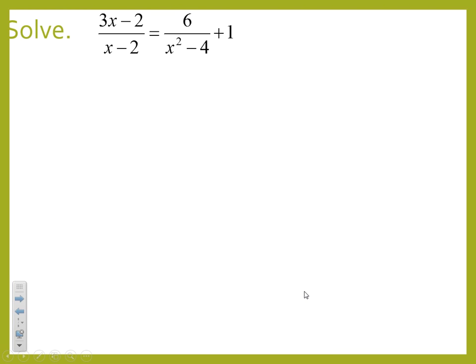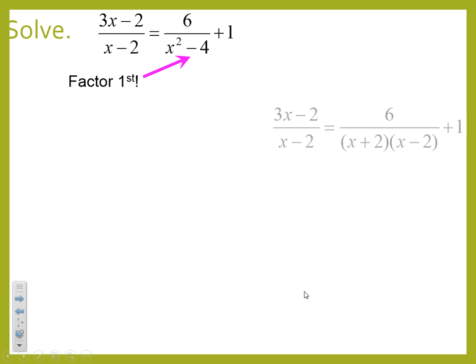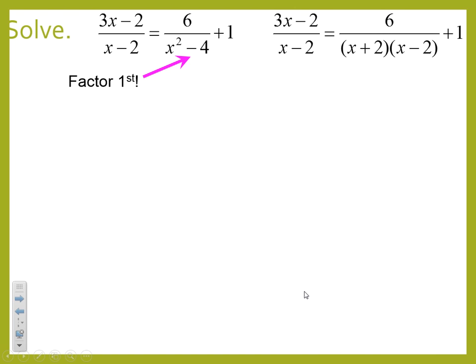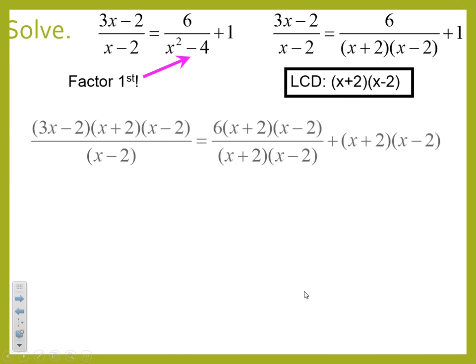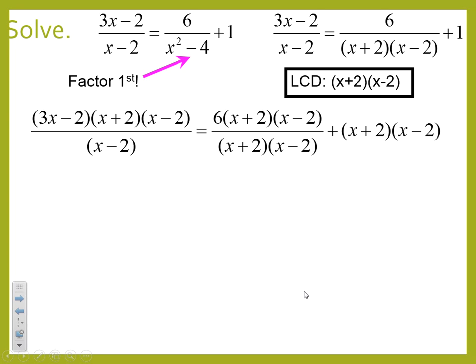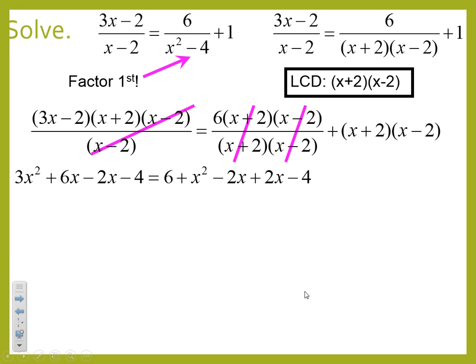In this example, we need to get an LCD, but before we do that, we want to factor first to help us get our LCD. So now it's been factored, and we'll get an LCD, and our LCD is x plus 2 times x minus 2. Next, we will multiply everything through by the LCD. And when we do that, we see what will cancel. And of course, all of our denominators should cancel. And this is what we're left with after we do all of the multiplication.